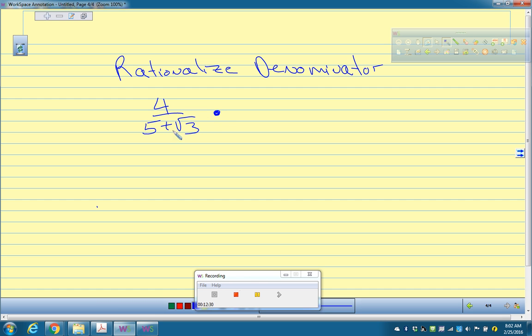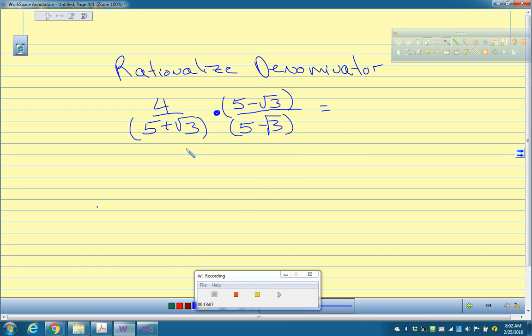So what is the conjugate of the bottom? Not the opposite, but the conjugate of 5 plus root of 3. Yeah, 5 minus root of 3, okay? So I'm going to multiply the bottom by 5 minus root of 3 times 5 plus root of 3. If I multiply the bottom by that, what do I have to multiply the top by? Same thing, right? Because really what I'm doing is multiplying by 1.